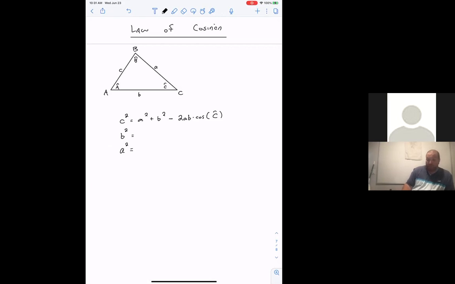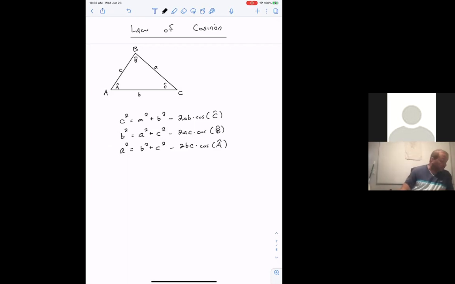It doesn't matter which one you use, as long as you recognize that whichever side is by itself on the left of the equal sign, the only time that letter appears is inside the cosine. The other 2 are always the other ones. So b squared equals a squared plus c squared minus 2ac times cosine of angle B. And a squared equals b squared plus c squared minus 2bc times the cosine of angle A. It's not 3 different equations. It's the same equation 3 times, depending on how you label things.